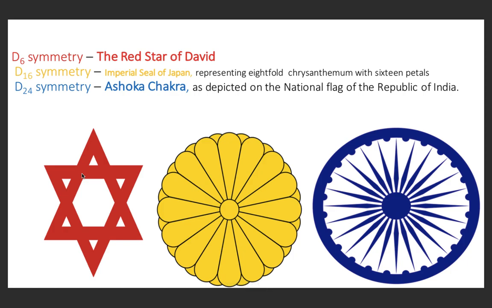Again, this is D6 symmetry. This is nothing but the red star of David. And this is D16 symmetry. This is the imperial seal of Japan. And this is D24 symmetry, which is nothing but Ashoka Chakra, which is used in the national flag of the Republic of India.